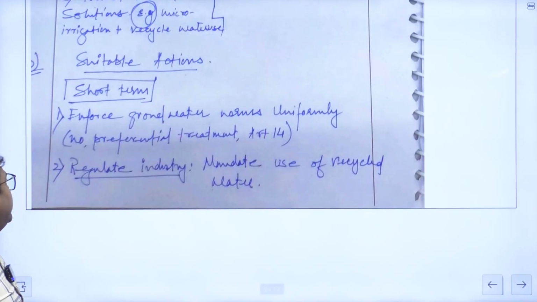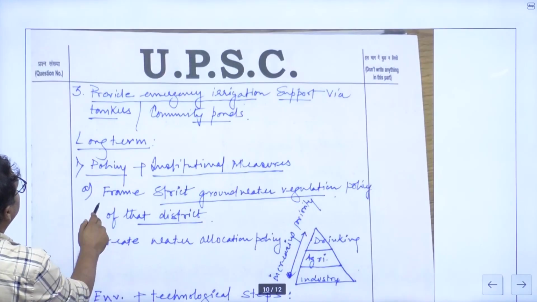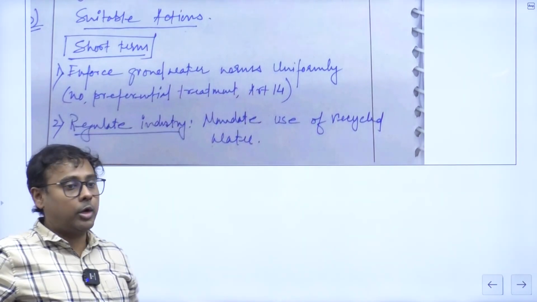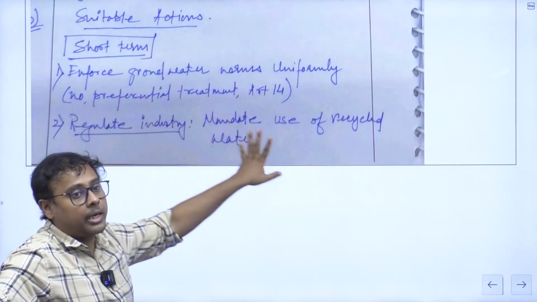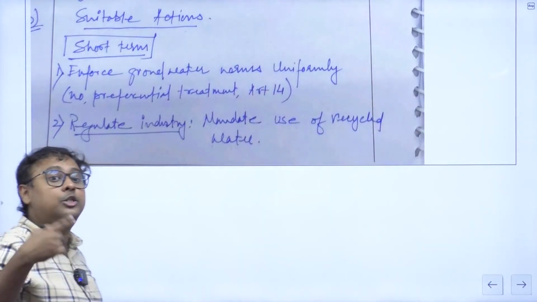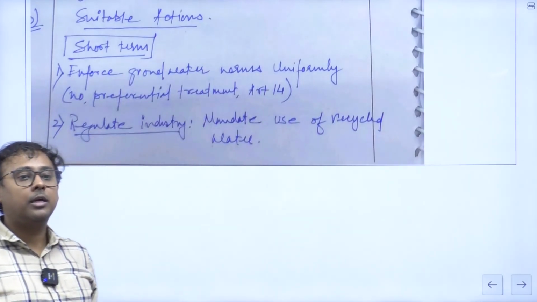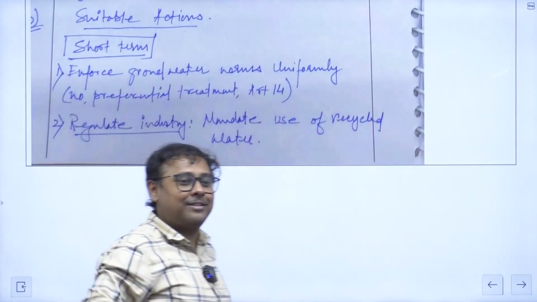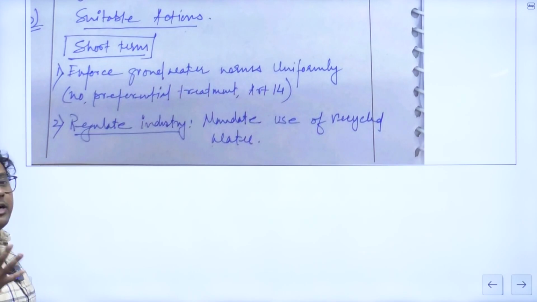So here it is important. Suitable action means what you are taking in the short term, immediately. Enforce groundwater norms uniformly, no preferential treatment, Article 14. The moment you give this particular article, this is where it shows that your ethical decision is based on what? Constitutional morality. We will not go into that positive discrimination. We are talking about equality, a person, our decision is based on that.